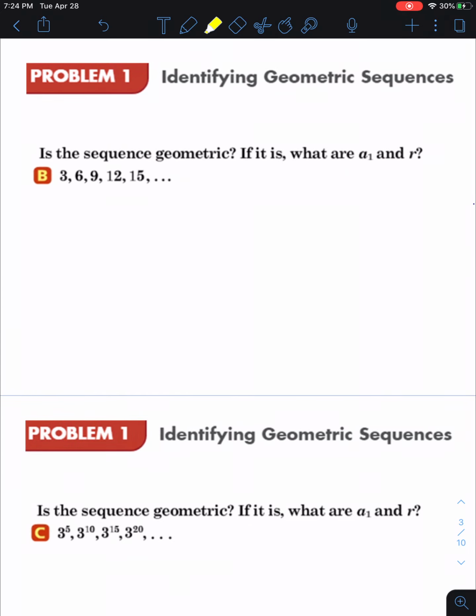Here's another one in the sequence. Is it geometric? Again, 6 over 3, 9 over 6. Okay, so 6 over 3, that's a 2. 9 over 6, that's 3 over 2. We got a problem, Houston. Already we've got an issue. 12 over 9. Okay, that's 4/3. So we definitely do not have a geometric sequence, so no.